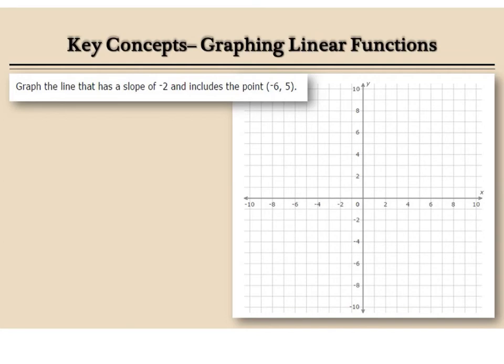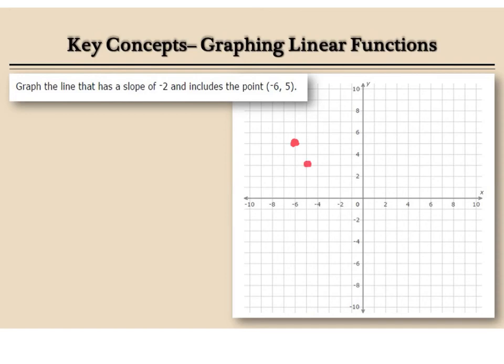This one says to graph a line that has a slope of negative 2 and includes the point (-6, 5). Well, they give us a point, so I just have to graph that point. So I'm going to go to (-6, 5). Put that point on the graph. And now I just have to find a second point. It has a slope of negative 2, that means the line is going down to the right. So I'm going to go down 2 and over 1.